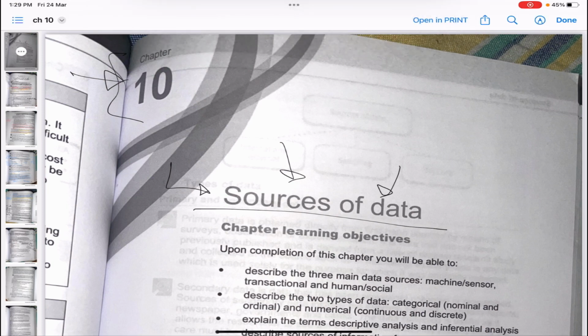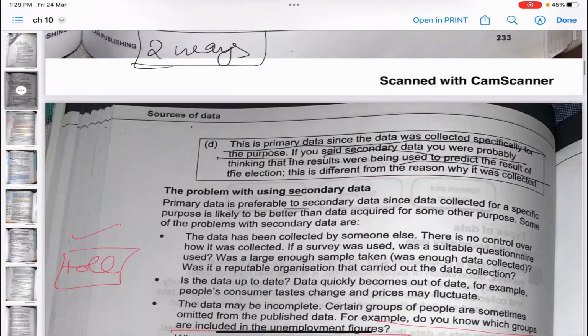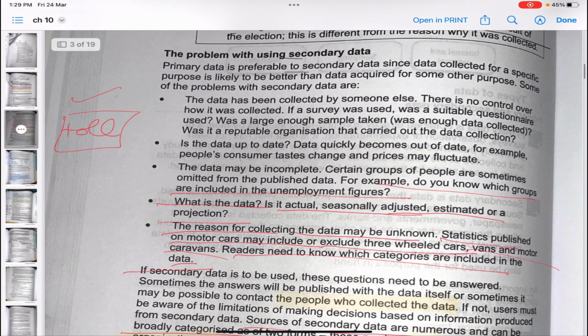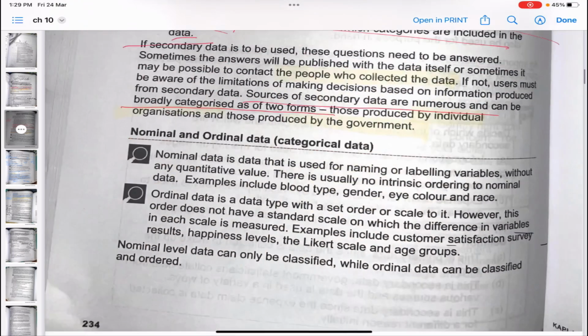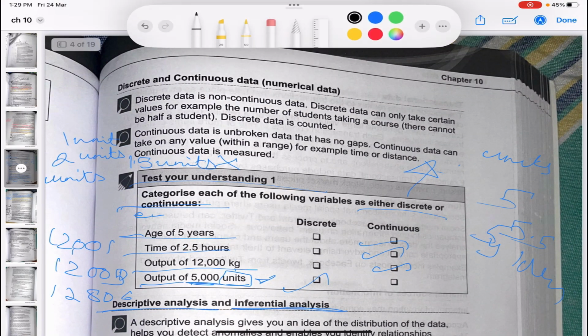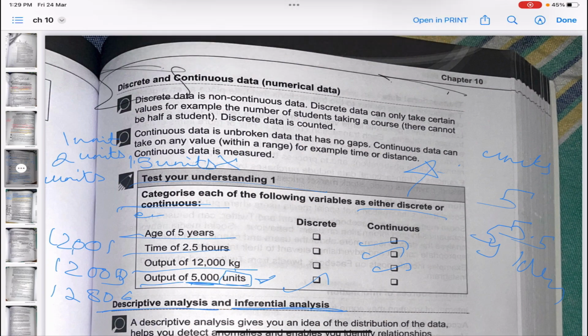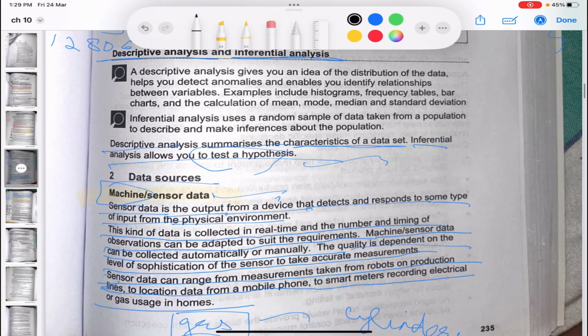In the first video, we saw the types of data. We saw what primary data is and what secondary data is. Then we saw the problems, limitations and disadvantages we can face when we use secondary data. Then we saw what discrete and continuous data is. For example, discrete has gaps between it, whereas continuous does not have any gaps or breaks between them. And then we saw what descriptive analysis and inferential analysis are.